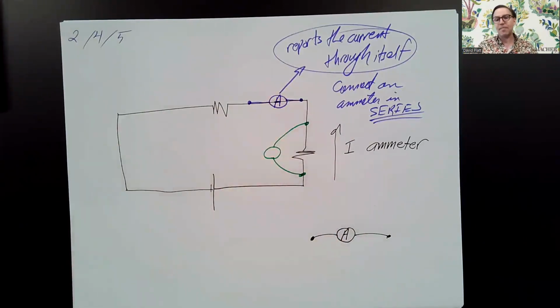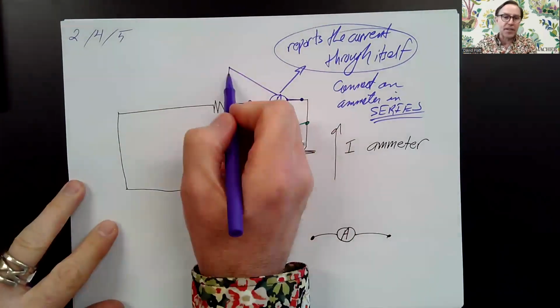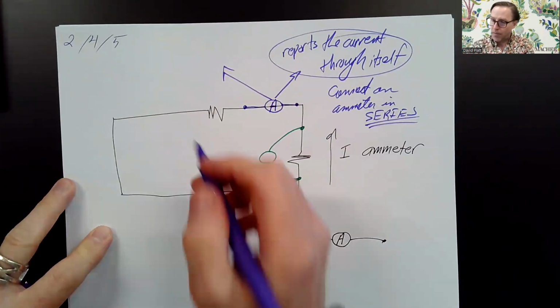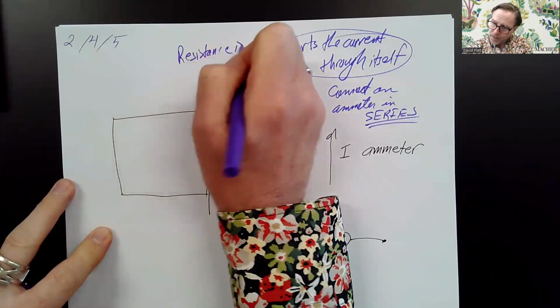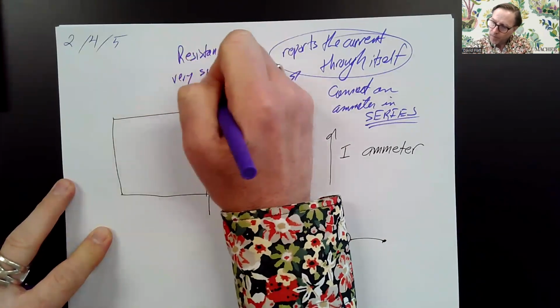So what we say about ammeters is ammeters should have very, very low resistance, because they really can't have no resistance. But we say that the resistance of an ammeter is very close to 0. Resistance is very small.